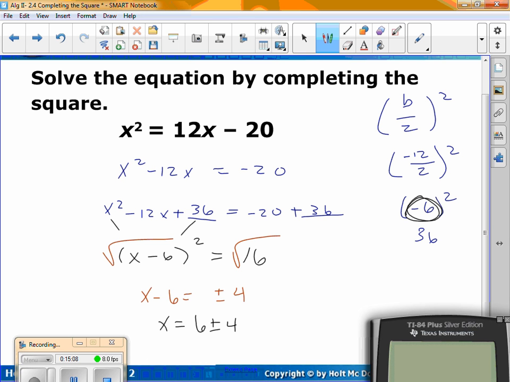Now for this problem here, I actually know what the square root of 16 is, so I can do some math. What is 6 plus 4? 10. What is 6 minus 4? 2. Your answers are 2 and 10.